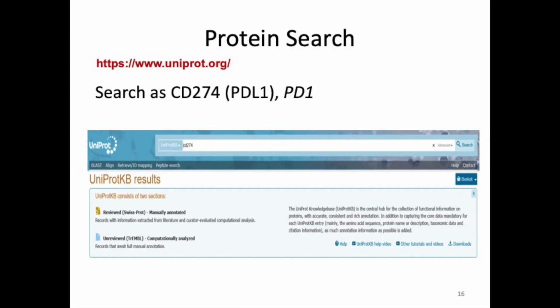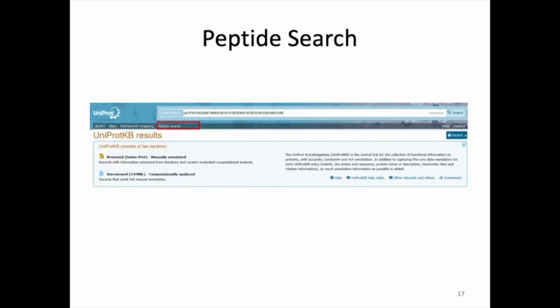On the UniProt website, you may search a protein by name, such as CD274. The website also supports peptide search. You may go to the website and play with different search functions.